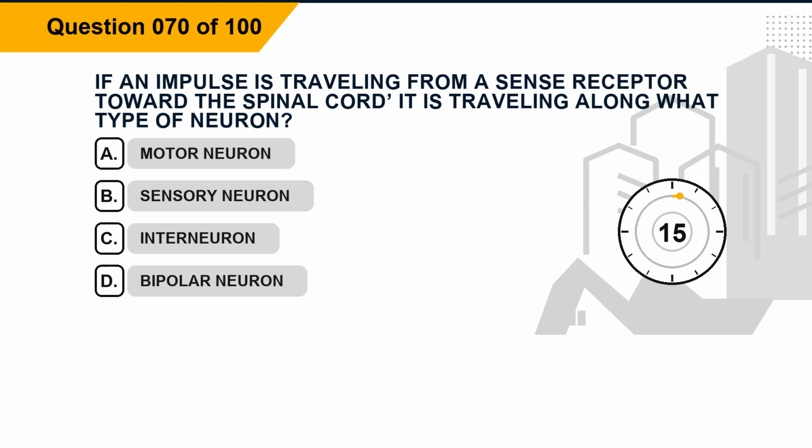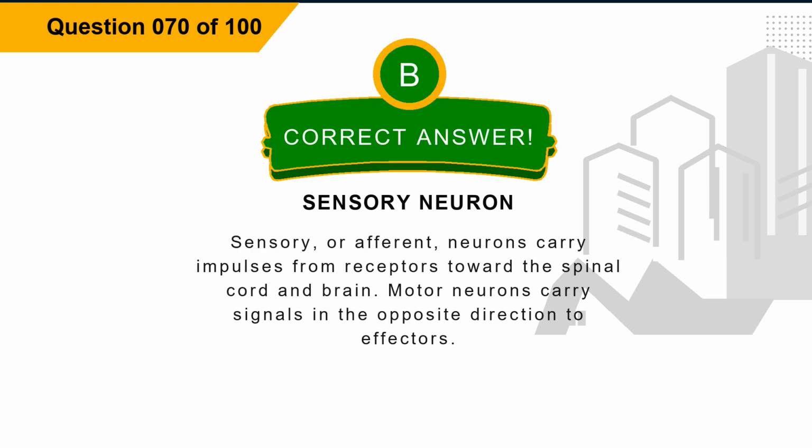Question 70. If an impulse is traveling from a sense receptor toward the spinal cord, it is traveling along what type of neuron? Option A, motor neuron. Option B, sensory neuron. Option C, interneuron. Option D, bipolar neuron. The correct answer is option B, sensory neuron. Explanation. Sensory, or afferent, neurons carry impulses from receptors toward the spinal cord and brain. Motor neurons carry signals in the opposite direction to effectors.